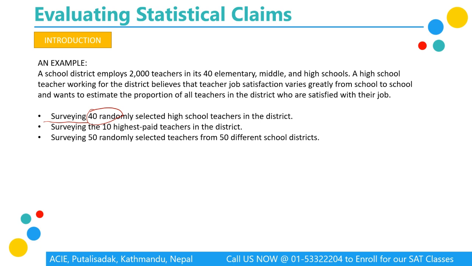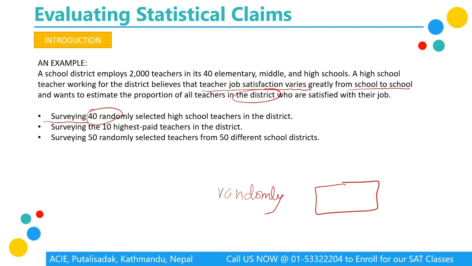It's important to know what the objective is, which is to find out teachers' job satisfaction in different schools throughout a certain district, not throughout different school districts. And this is about randomly choosing people to find the most accurate answer. So the first option says surveying 40 randomly selected high school teachers in the district, which seems like a pretty good way of doing it. You are taking the people randomly, and it's only inside the district that she wants to survey. So that seems like a doable answer.